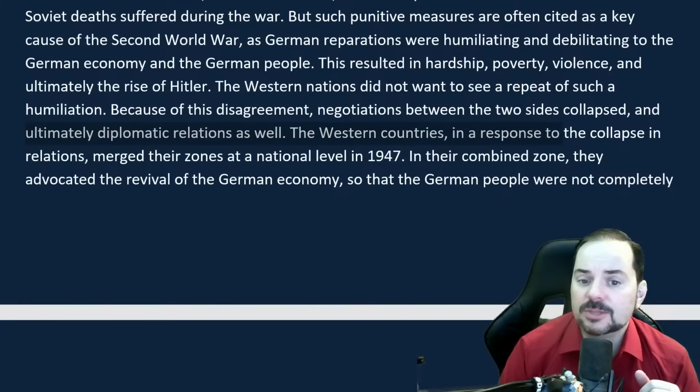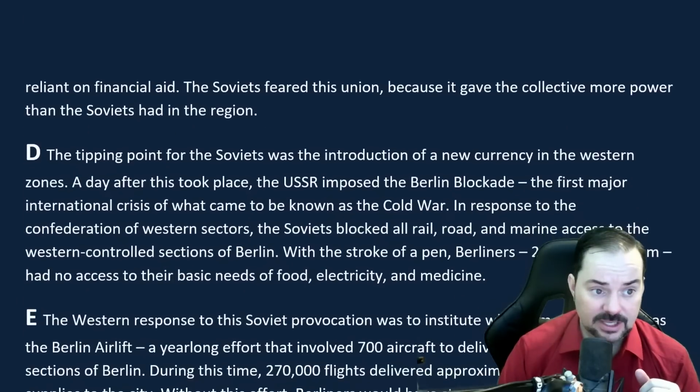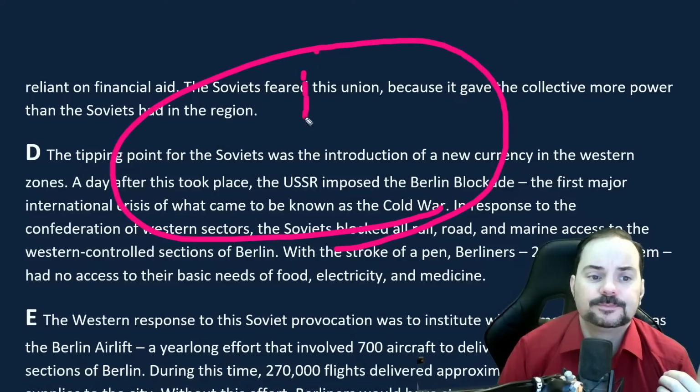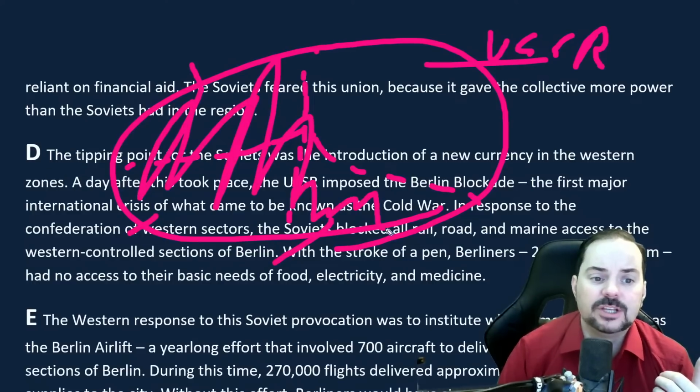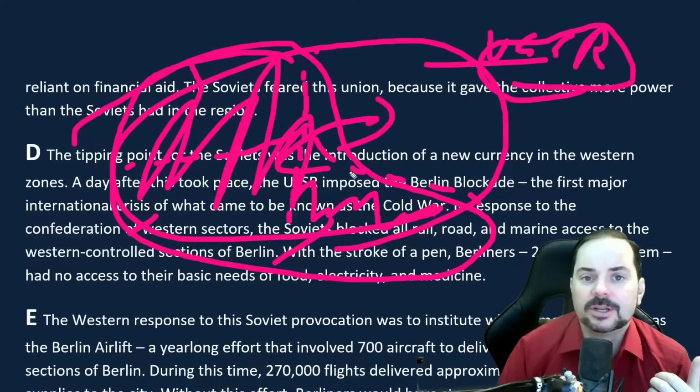The Western countries, in response to the collapse in relations, merged their zones at a national level in 1947. In their combined zone, they advocated the revival of the German economy so that the German people were not completely reliant on financial aid. The Soviets feared this union because it gave the collective more power than the Soviets had in the region. Okay? So again, here you should be picturing that you have this divided Germany, with one side, the USSR, and now instead of having multiple parts between the US and the UK and France, you have one unified region, right? So the Soviets are like, oh, wait a second, you guys are teaming up on this side here. That's not fair. Now we're at a disadvantage.